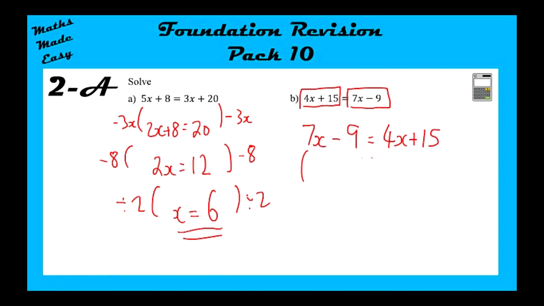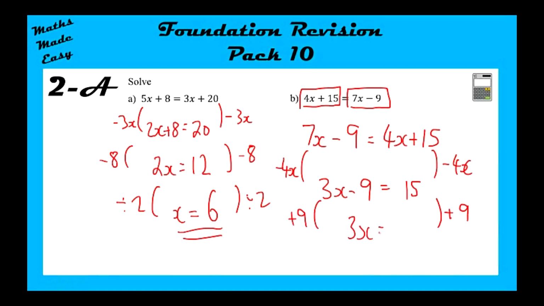So to get rid of the 4x, take 4x from both sides, and that side as well, and you're left with 3x subtract 9 over here, and on this side 15. So to get rid of the 9, we add 9 to both sides to get rid of the negative 9, so we've got 3x equals 24, and then finally divide both sides by 3, and you're left with x equals 8, which is the answer.